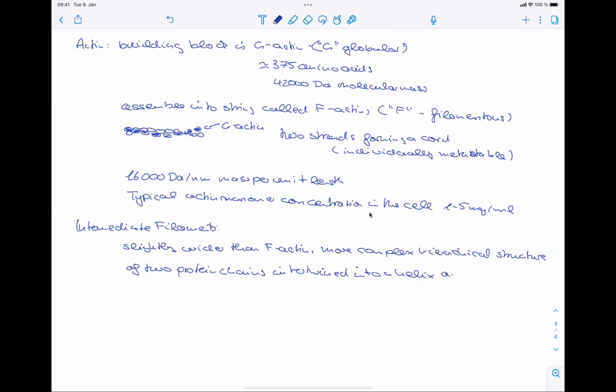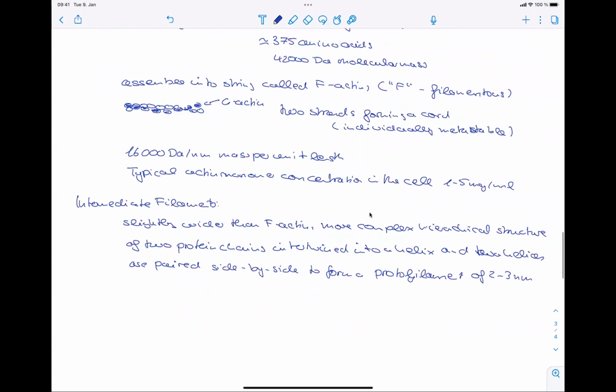and then such a helix, two of these helices, are then paired side by side to form a so-called protofilament of 2 to 3 nanometer, not millimeter, that would be crazy. That's a hair width.